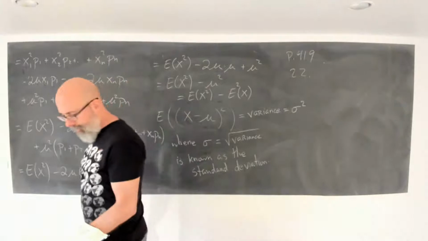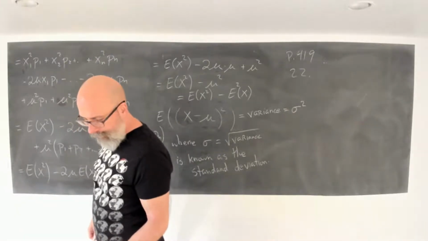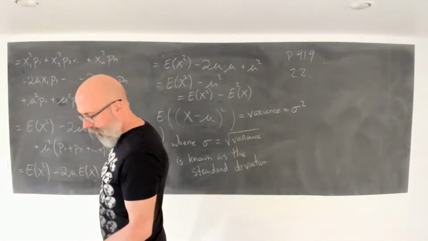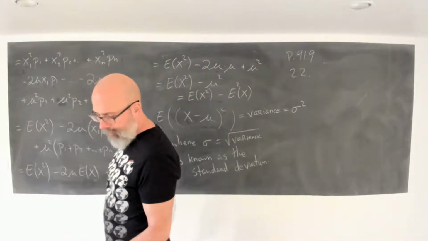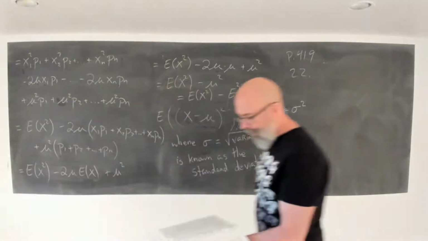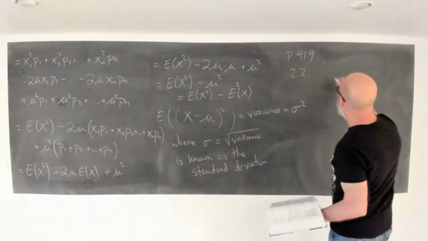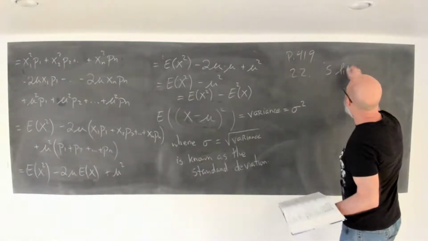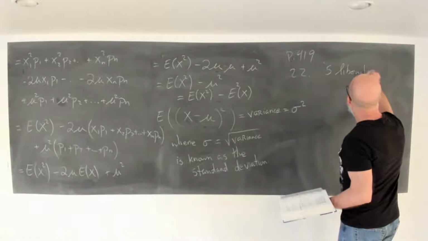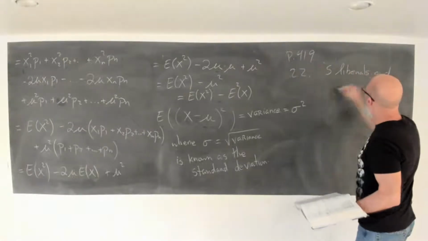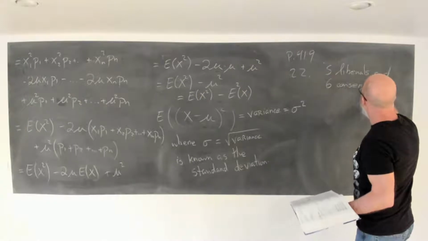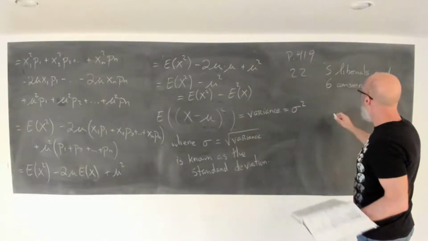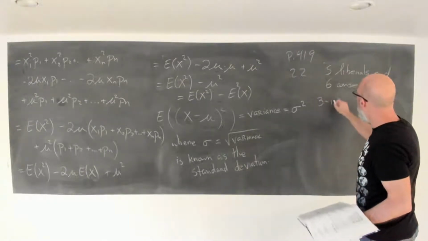Consider the following scenario. A delegation of 3 is selected from a city council made up of 5 liberals and 6 conservatives. So you've got 5 liberals and 6 conservatives. You want a 3-member delegation.